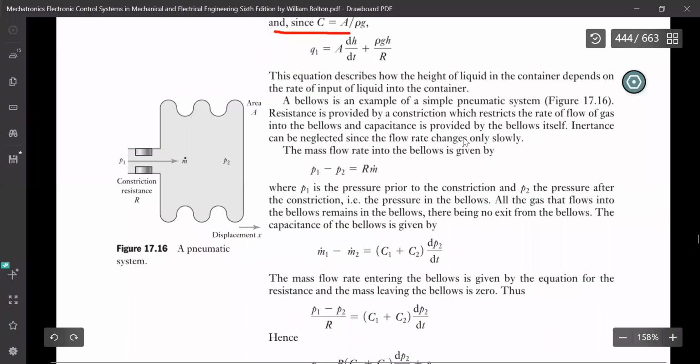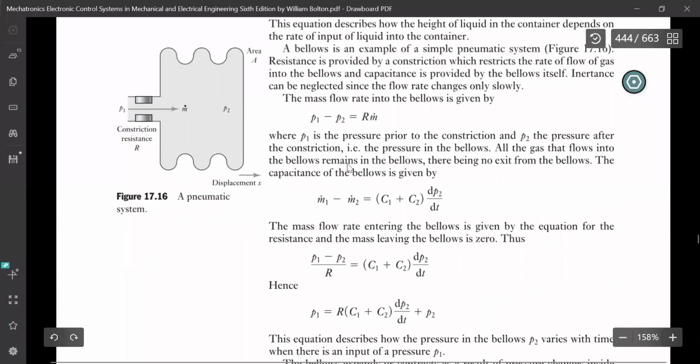Okay. Next is a bellow. There is a constriction resistance, and this is for a pneumatic system. So air is blown in over here, and m dot is the mass flow rate of the air into the bellow. A bellow is an example of a simple pneumatic system. Resistance is provided by the constriction, which restricts the rate of flow of gas into the bellows, and capacitance is provided by the bellow itself. So the mass flow rate inside the bellow will give you the capacitance. Inertance again can be neglected because the flow rate changes very slowly.